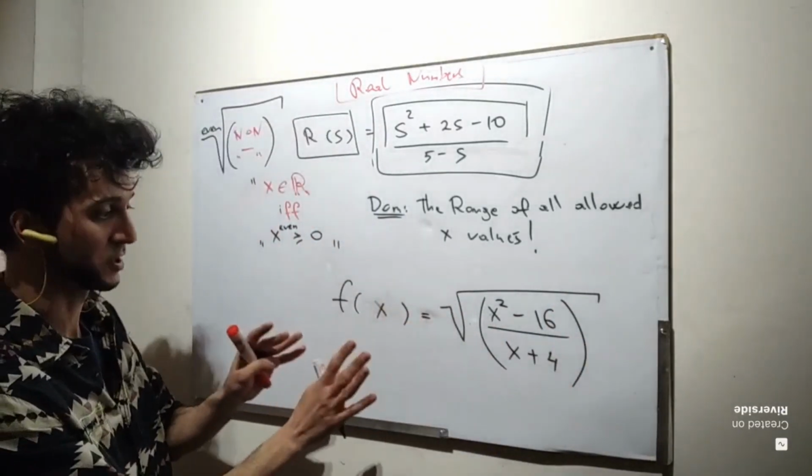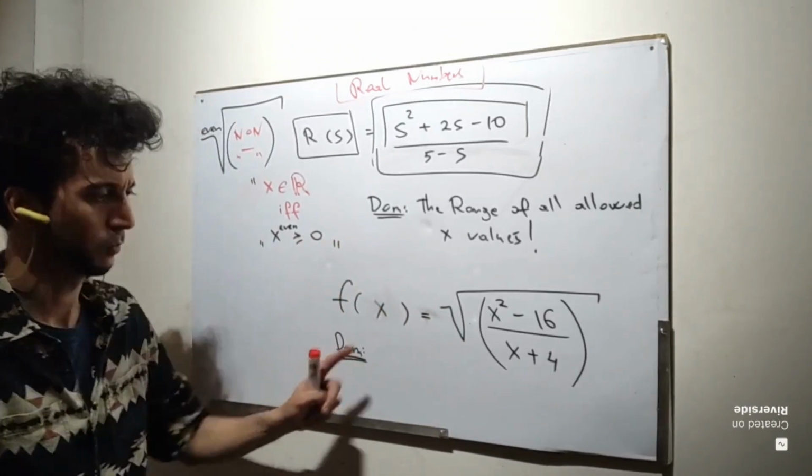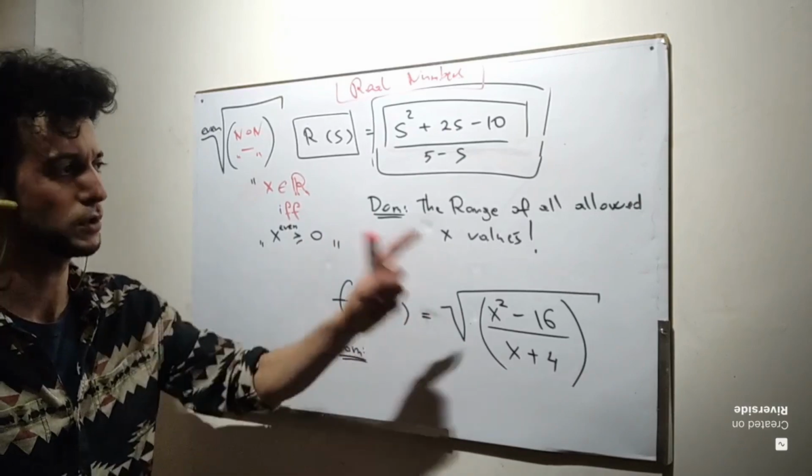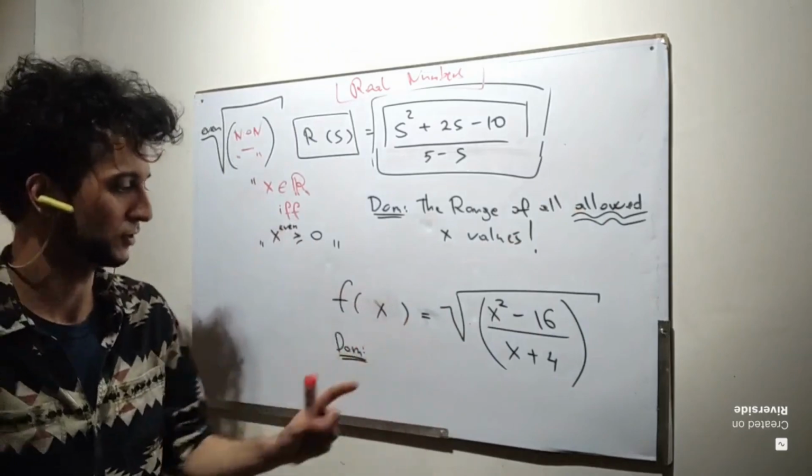Now this is a weird function in which the question of domain actually becomes legit. It's a good question to ask. What's the domain of this function? What is the range of all allowed X values? And this is the most important word, allowed. Now, is there any value? Is it all real numbers?